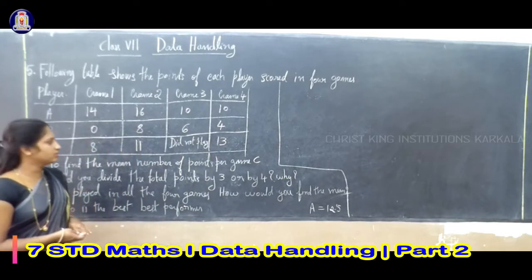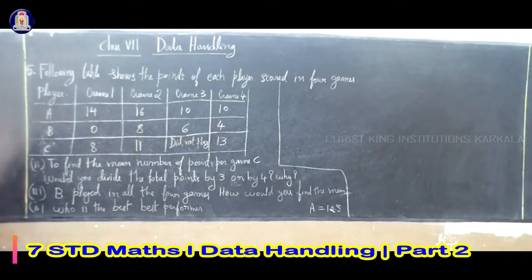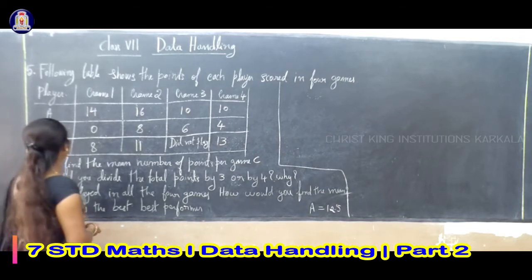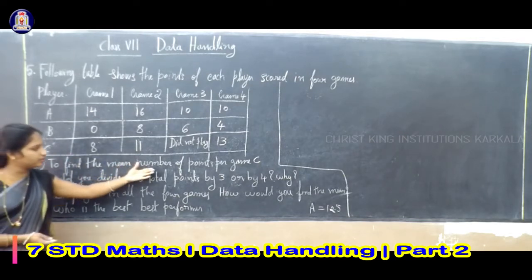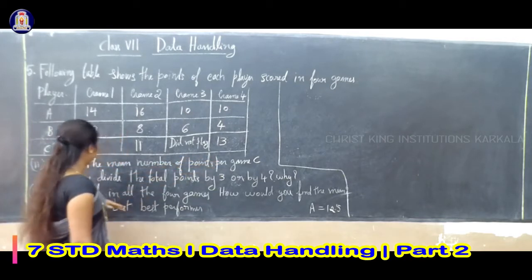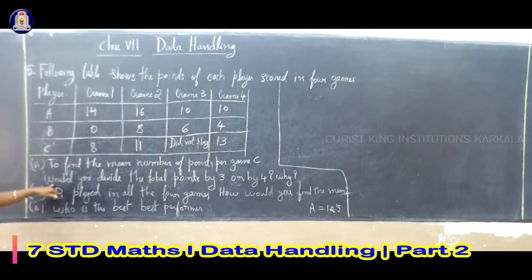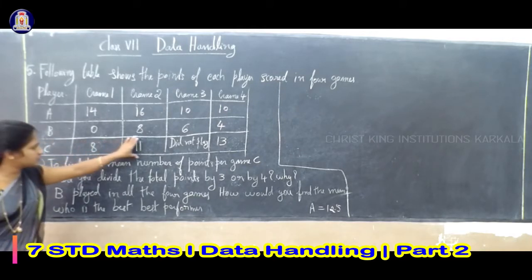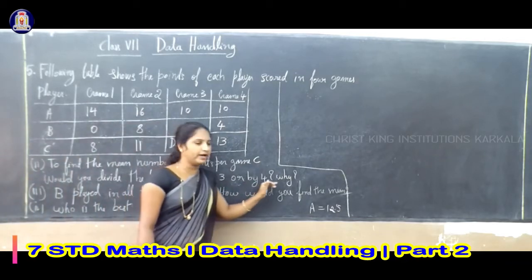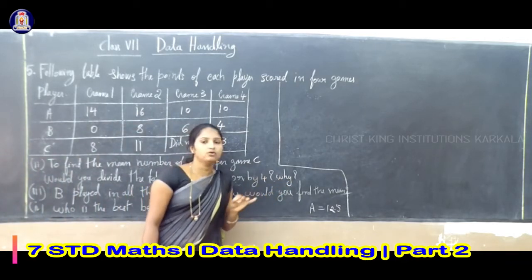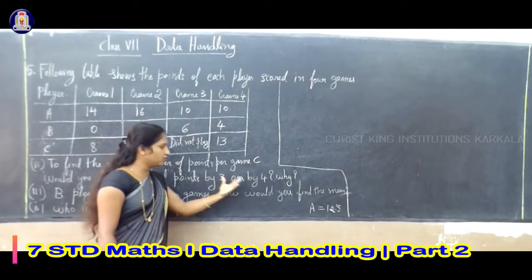Clear? Now the question is, yesterday we solved the first question, that is finding the average of player A. Now the second question, to find the mean number of points per game for C. Would you divide the total points by 3 or by 4? And one more question, why are we dividing by 3 or by 4?